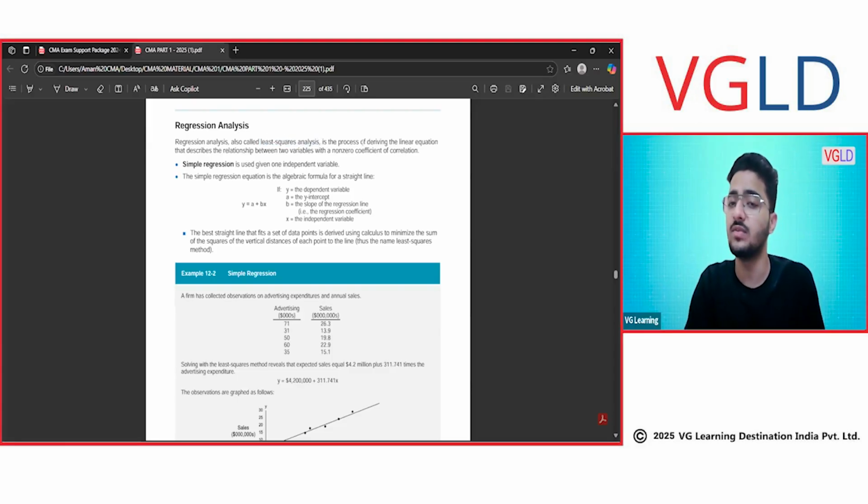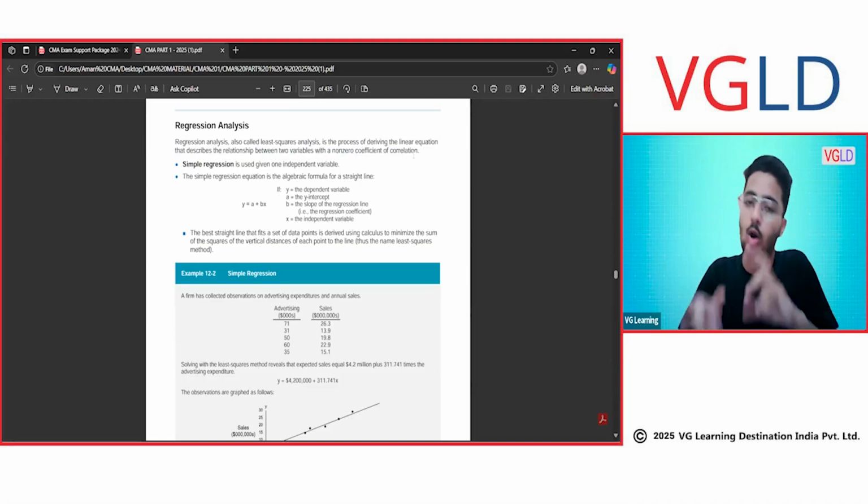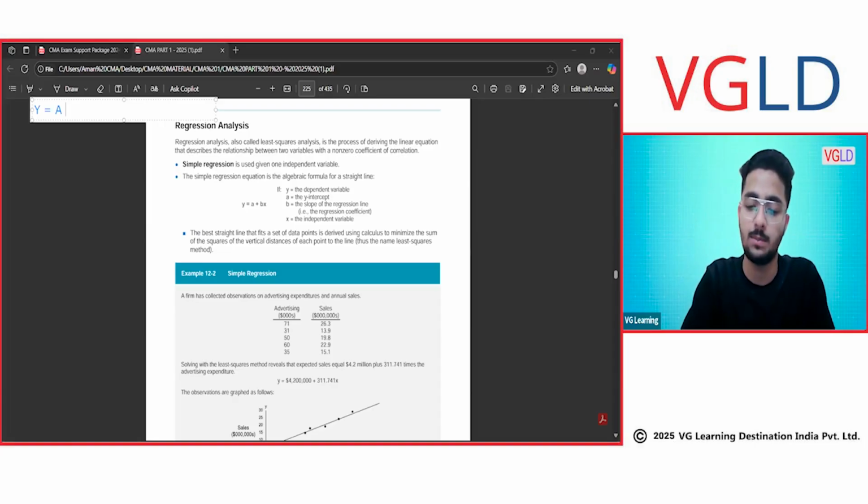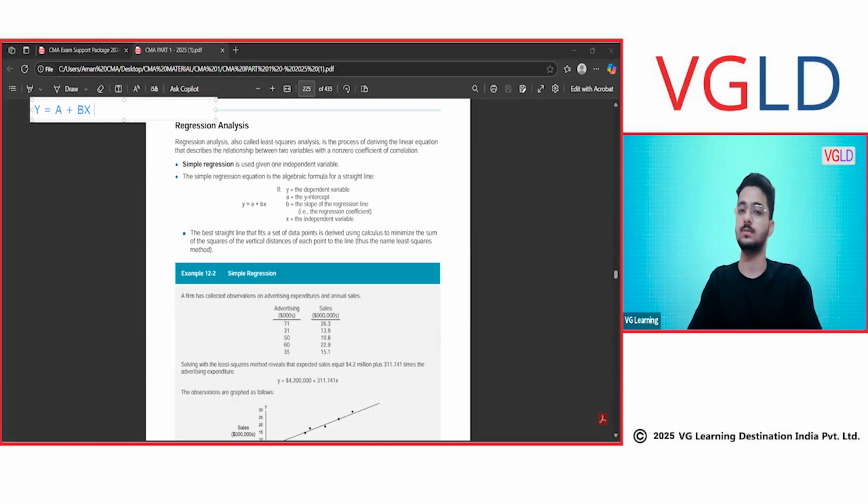It is the process of deriving the linear equation that describes the relationship between two variables with a non-zero coefficient of correlation. As I told you, there is non-zero, that means there is a correlation between the two factors. And on that basis, you are making a certain linear equation. Now, this linear equation is y equals a plus bx.